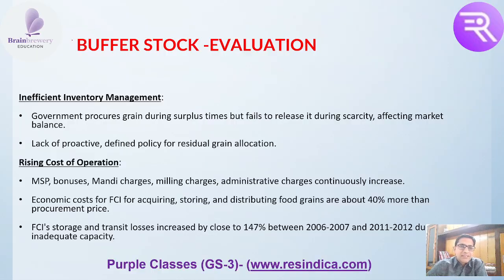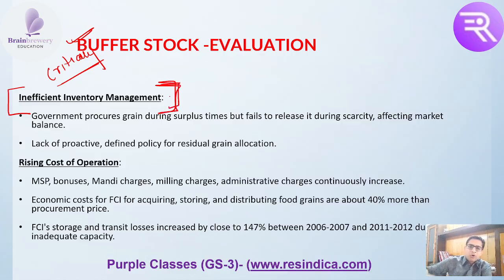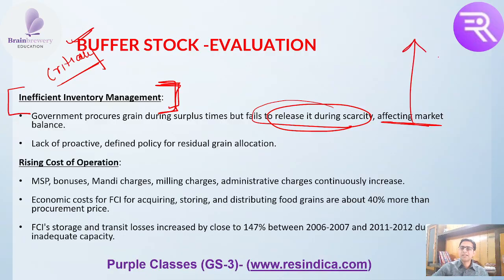Okay, now let's critically analyze the buffer stock situation. First of all, we have inefficient inventory management. The government produces and procures a lot of food grain surplus. The government has surplus food grain at its warehouses, but during scarcity time it fails to release that. Because of that, there is a sudden rise of prices in the market. That means the government is not proactive enough in dealing with this inventory. The government takes time in dealing with it, and during that time all the damage is done.